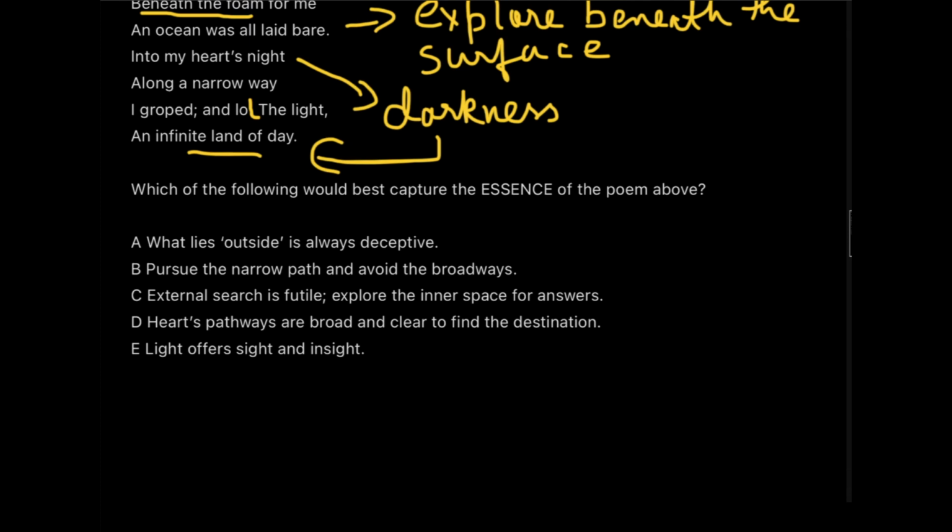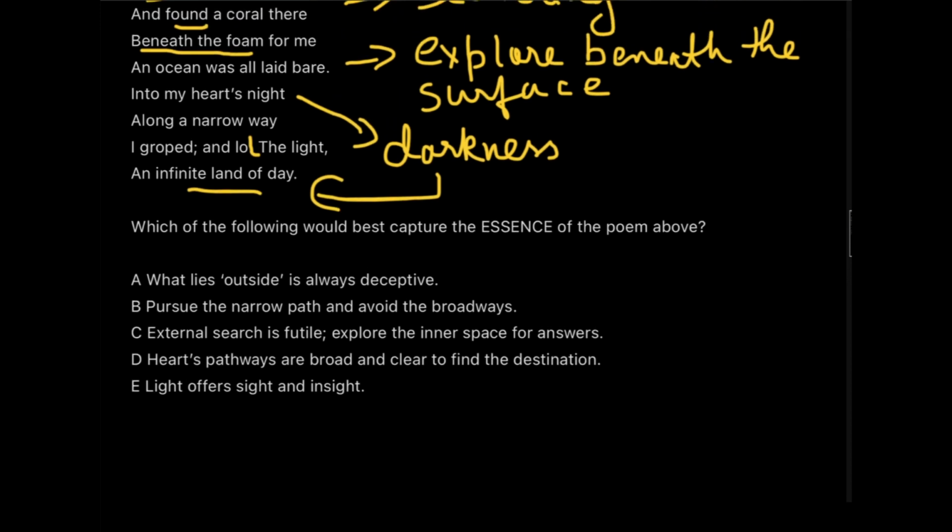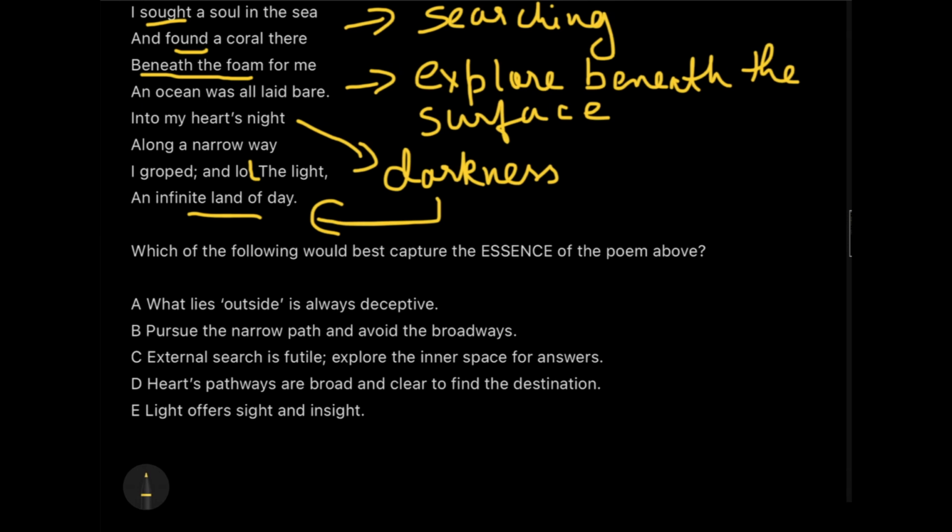Option A, what lies outside is always deceptive. Deceptive? Was it mentioned anywhere in the poem that the outer layer is deceptive? The outer layer in the poem is depicted by this, beneath the foam line, right? So is it written that beneath the foam is deceptive in any manner, or is any negative word used for beneath the foam? No. They are just saying that there was something above, that is the foam, and below it lay a complete ocean. So this word deceptive will help us eliminate option A, because this is extra information.